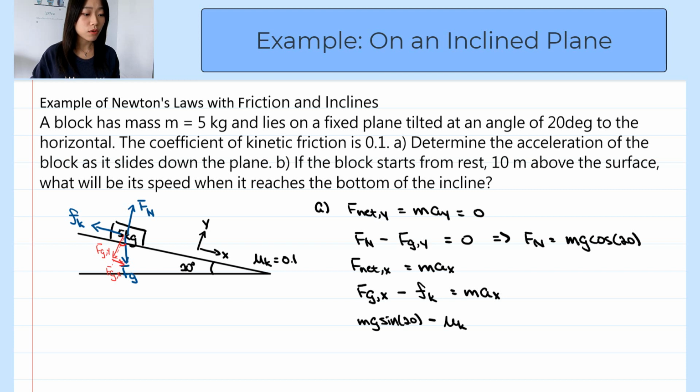Here we can substitute the normal force that we found from balancing the forces in the y direction, which equals mass times g times cosine of 20. And this equals mass times acceleration in x. We can cancel out the mass. So acceleration in x equals g times sine of 20 minus the coefficient, which is 0.1, times g times cosine of 20, which equals 2.43 meters per second squared.